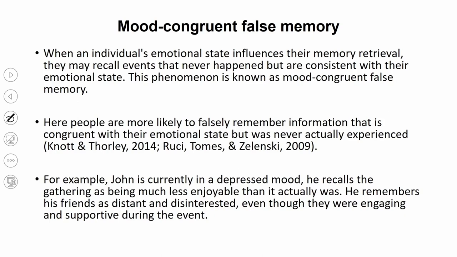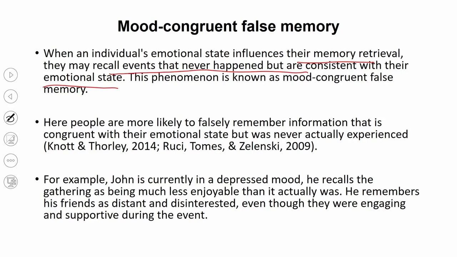Sometimes, because of this mood congruence, people can remember false information which is not actually there. So, this is called mood congruent false memory. It basically means when an individual's emotional state influences their memory retrieval, they may recall events that never happened, but are consistent with their emotional state.